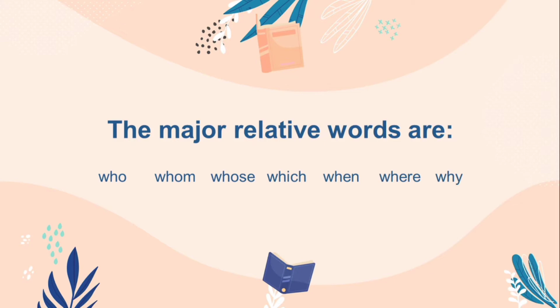The major relative words in the relative clauses are who, whom, whose, which, when, where, and why. We use the relative words when, where, and why when we indicate the time, place, and reason respectively.